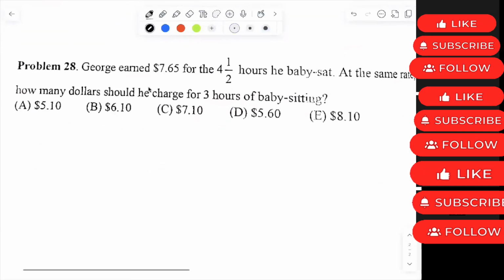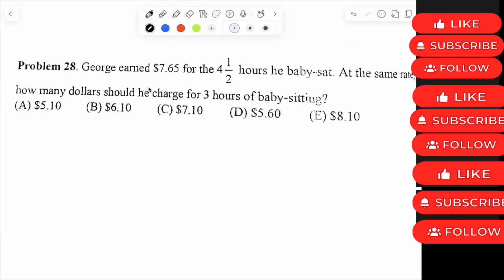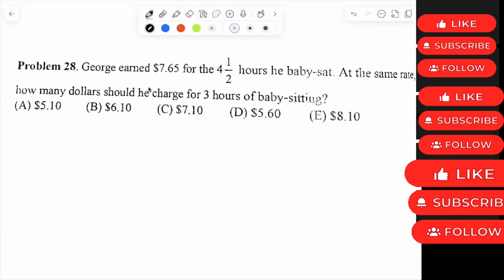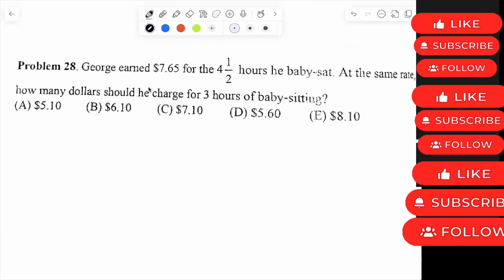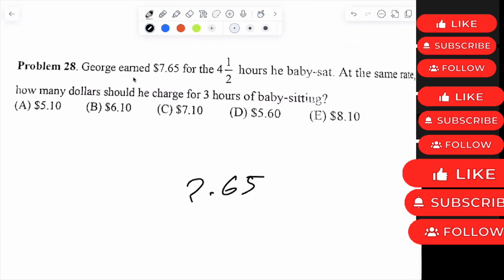Now let's move on to problem 28. George earned $7.65 for the 4.5 hours he babysat. At the same rate, how many dollars should he charge for 3 hours of babysitting? Same thing, we just find the ratio. What's the ratio?